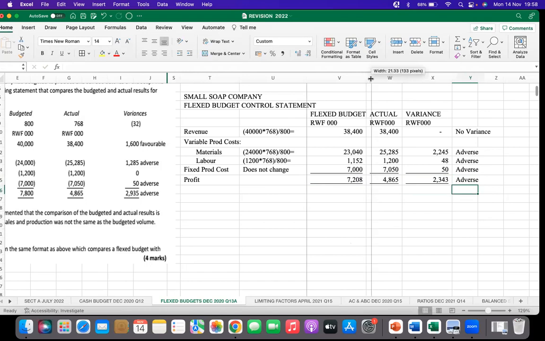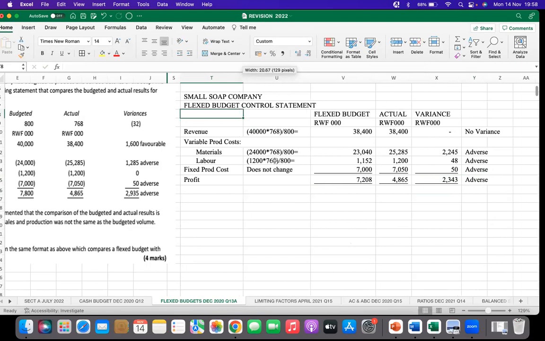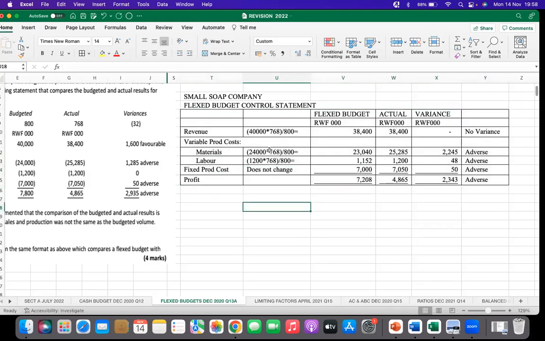So what have we learned about flexed budget? A flexed budget is a budget that is adjusted to reflect actual activity. In a flexed budget, fixed costs are not adjusted. So remember, once you reach the fixed cost level, you don't adjust. If you have a question, you ask it in the question and answers. So that is flexed budget.